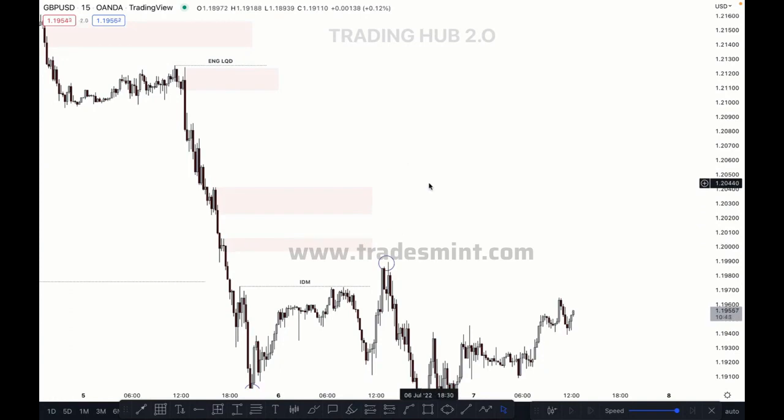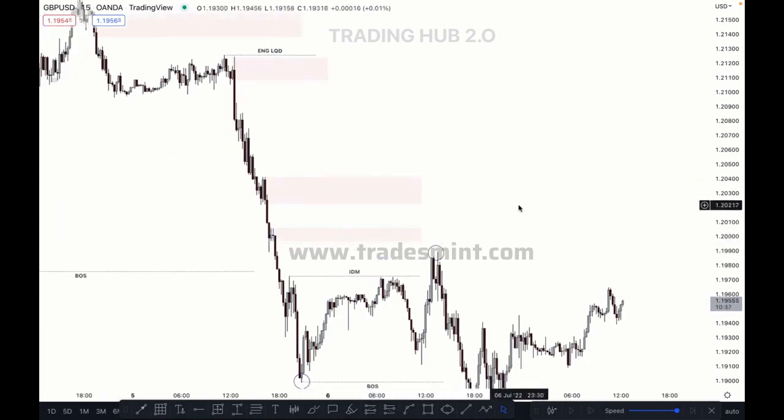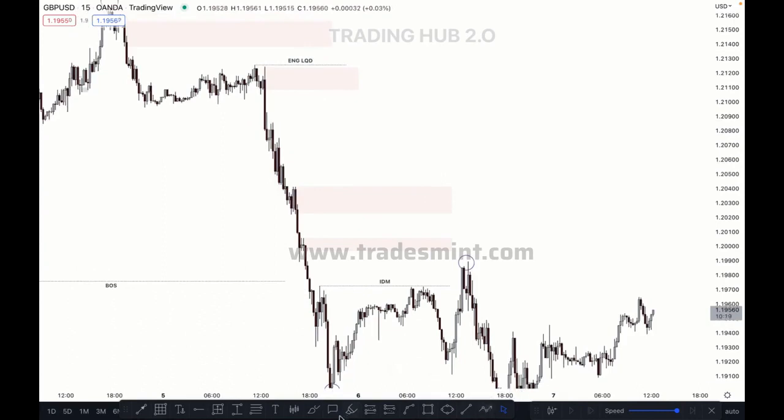And these are all retailers' entries, and these are SMC traps. Why? The market must take out inducement or engineering liquidity. As I told you in the start, the market will reverse from inducement or engineering liquidity. Between this engineering liquidity and inducement, all levels act like a smart money trap. Okay, how? Let me show you.